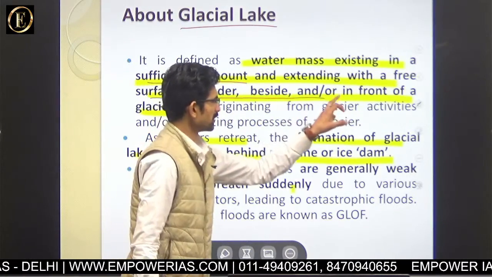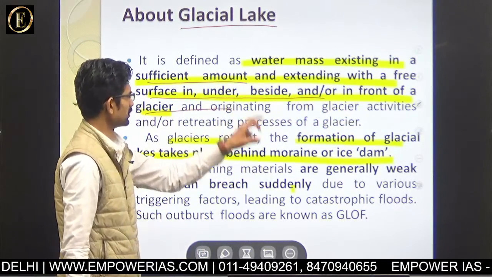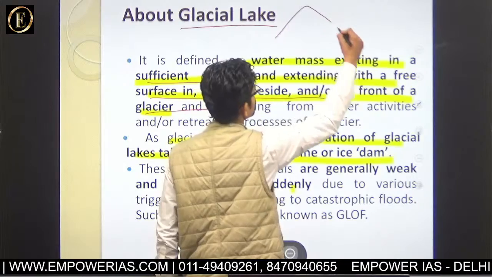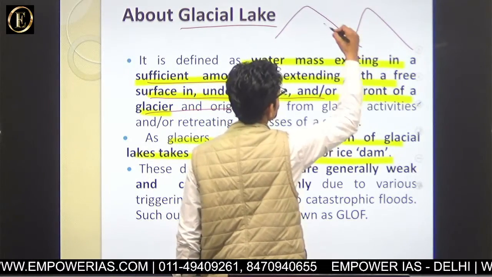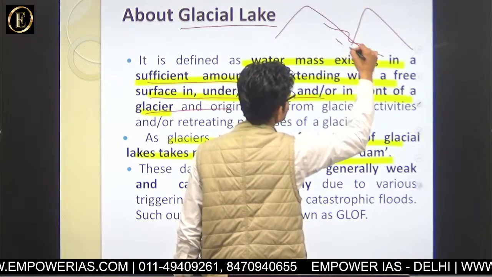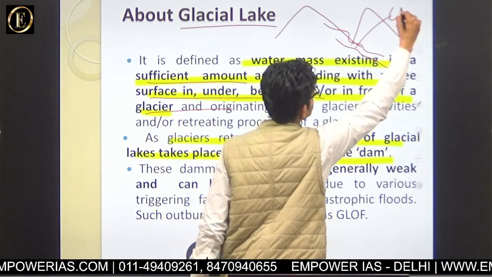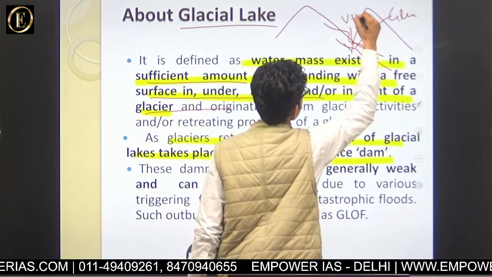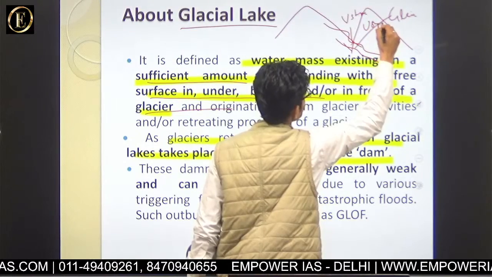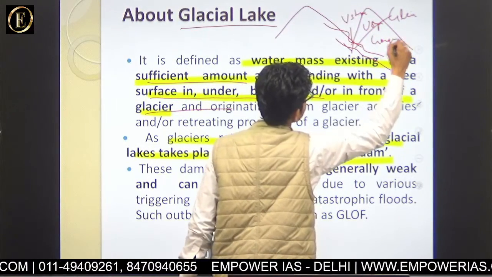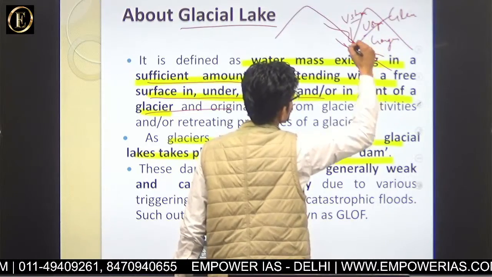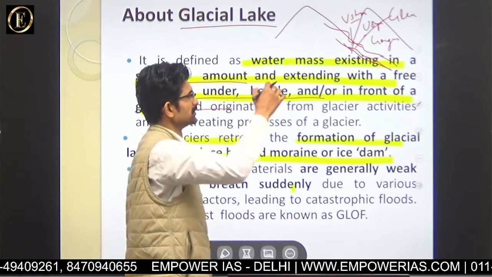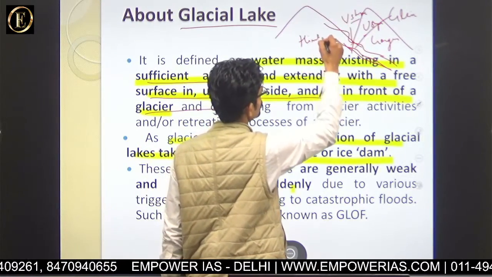Further, the glacial lake is formed by water mass existing in sufficient amount with free surface in baseline beside front of a glacier and originates from glacier activities. So we see that when there is formation of river under certain mountainous areas, तो नदी जब बनती है मित्रों, there is a glacier which moves to and fro making V shape and U shape gorges. सो वी शेप एंड यू शेप गॉर्जेस बनाते हुए कोई भी ग्लेशियर मूव करता है इन द अपर फ्रंट ऑफ रिवर which we see in the Himalayan region of Dehradun and Rishikesh.